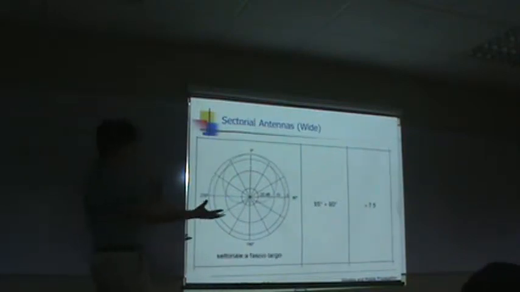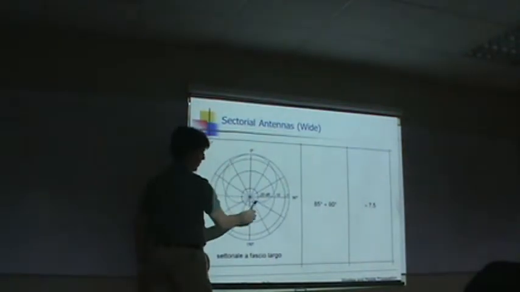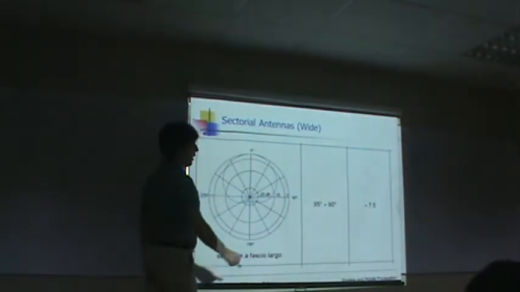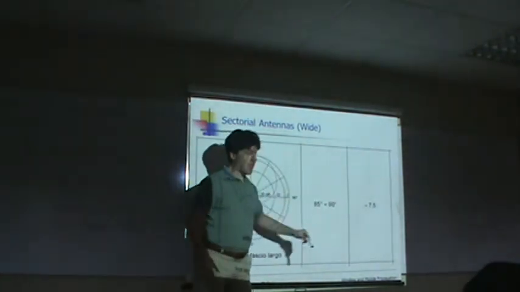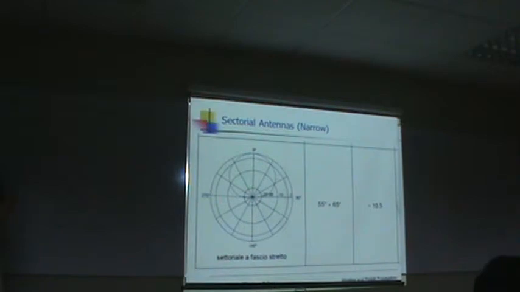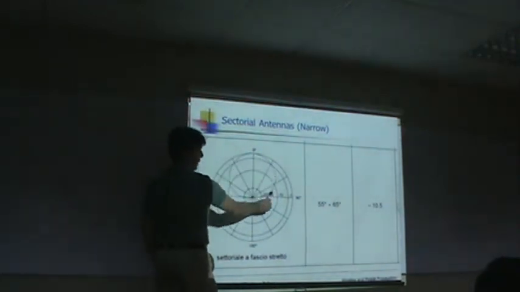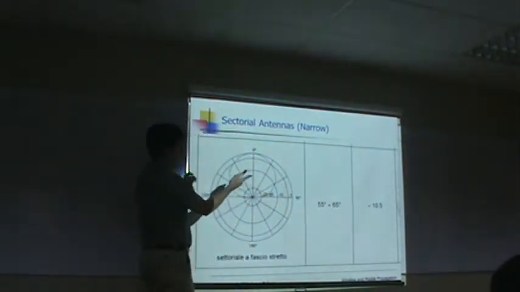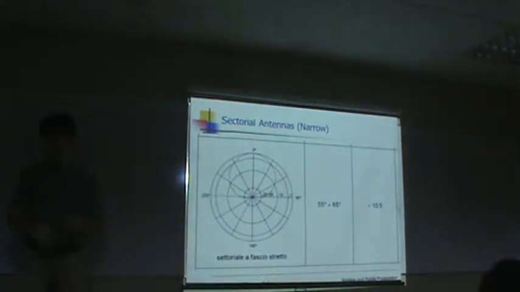Okay, now you get a narrower radiation diagram, 90 degrees. It's called a sectorial antenna, and you can have 7.5 dB of gain. This is again a sectorial antenna that is narrower, 55 to 65 degrees of radiation angle, 10 dB of gain.